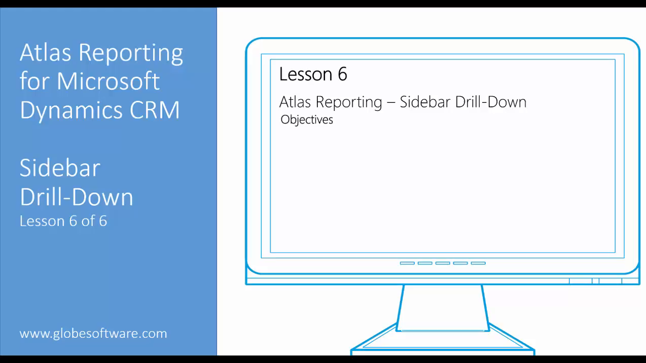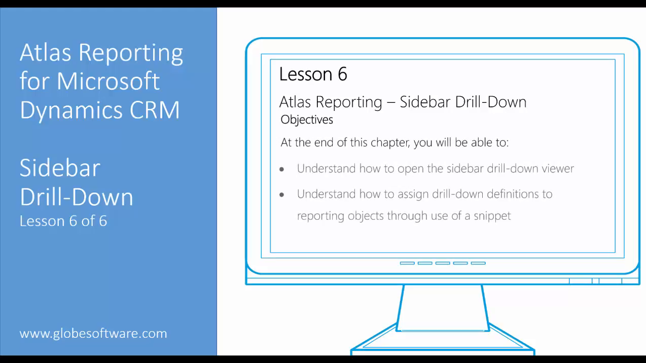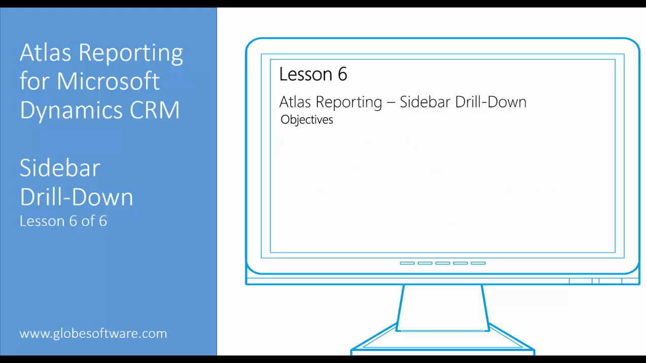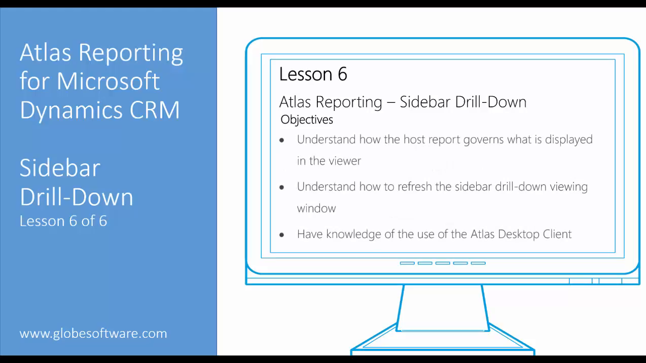Objectives. At the end of this chapter, you will be able to understand how to open the sidebar drill down viewer, understand how to assign drill down definitions to reporting objects through the use of a snippet, understand how most reports govern what is displayed in the viewer, understand how to refresh the sidebar drill down viewing window, and have knowledge of the Atlas desktop client.